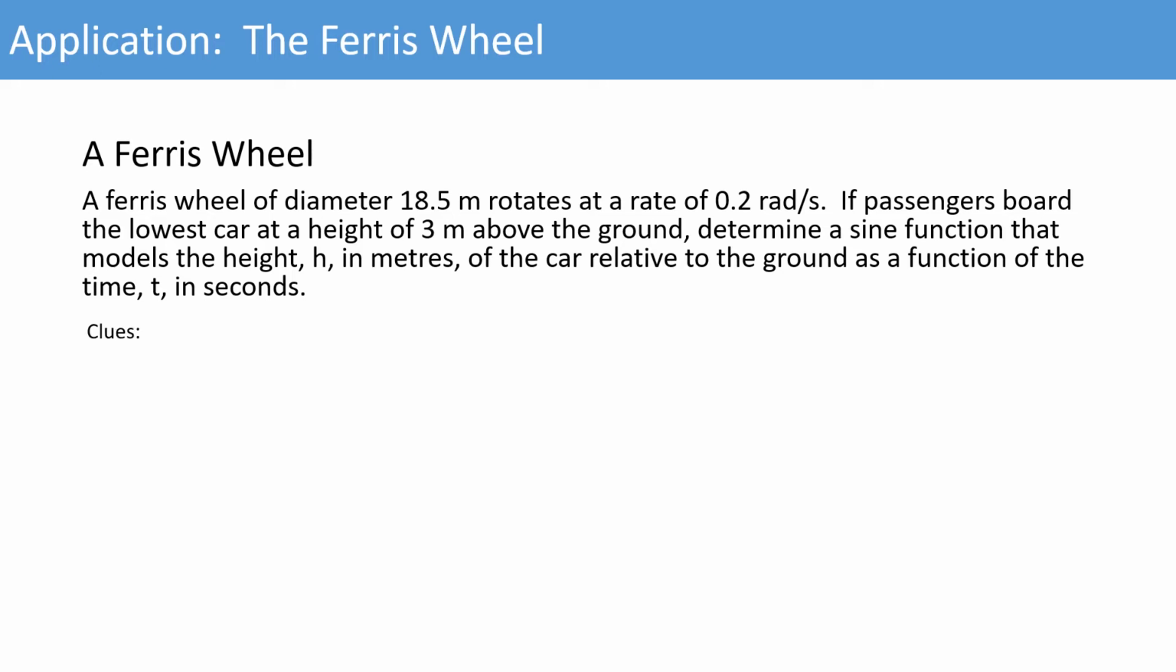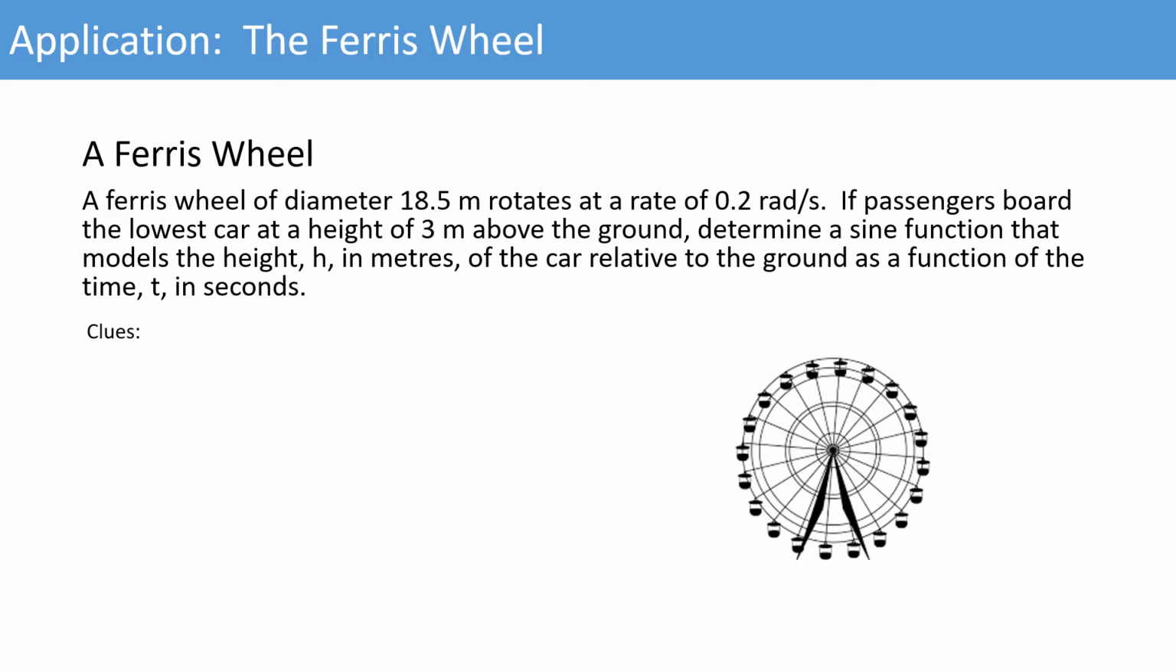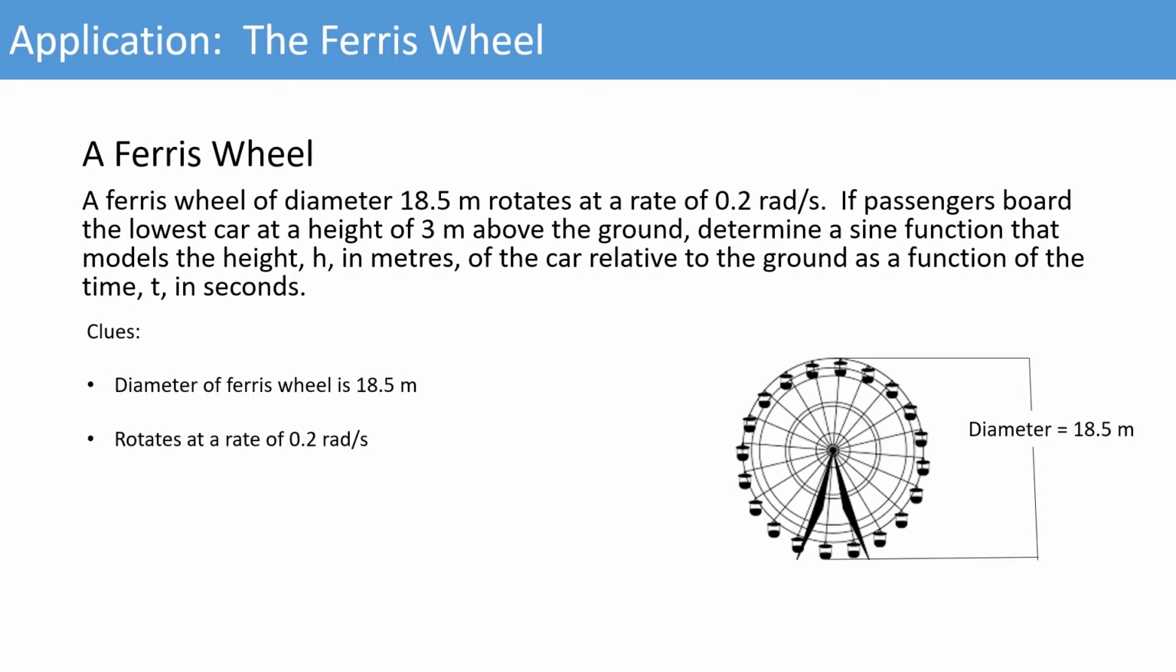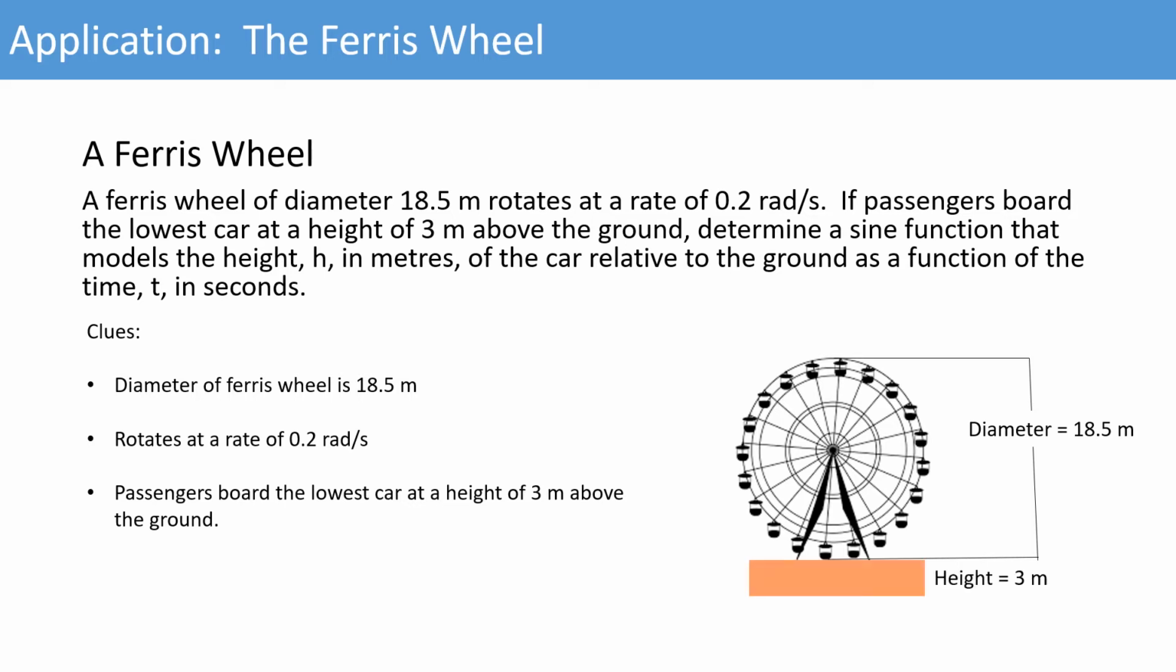Here are the clues provided in the question. The diameter of the Ferris wheel is 18.5 meters. It rotates at a rate of 0.2 radians per second. The passengers board the lowest car at a height of 3 meters above the ground.